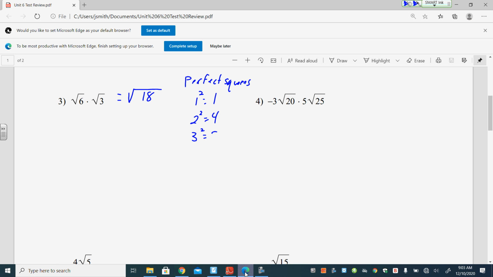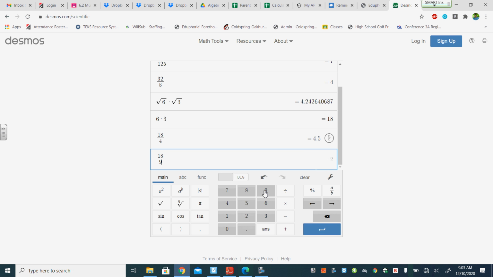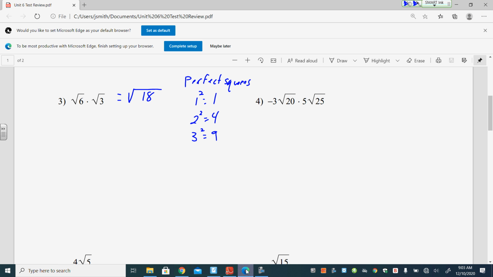3 squared is equal to 9. All right, so let's try 9. So that's going to give me 18 divided by 9, and it gives me 2. So therefore, this will break down into 9 and 2. So this goes into the square root of 9 times 2. The square root of 9 is 3, where 2 is the leftover. And that is your final answer.